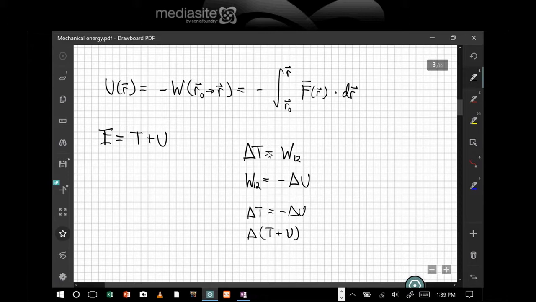That means the rate of change of this quantity, the total mechanical energy, is equal to 0. That must mean T plus U is constant over time. So that is conservation of mechanical energy. As long as there are no non-conservative forces acting on the system, only conservative forces, the mechanical energy of the system will be conserved.